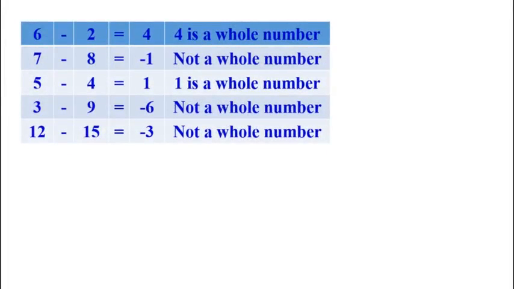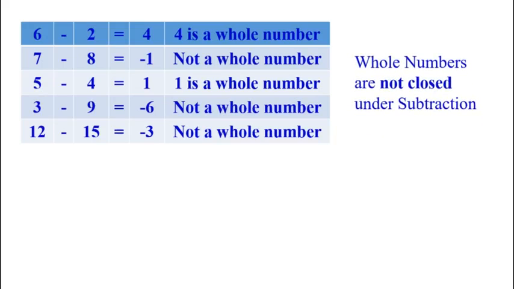Then look at this table. 6 minus 2 is equal to 4. Here 6 is a whole number, 2 is a whole number. Their difference is 4. 4 is a whole number. Then 7 minus 8: 7 is a whole number, 8 is a whole number. So 7 minus 8 is not a whole number. Then 5 minus 4 is equal to 1. 1 is a whole number. Then 3 minus 9 is not a whole number. Then 12 minus 15 is also not a whole number.